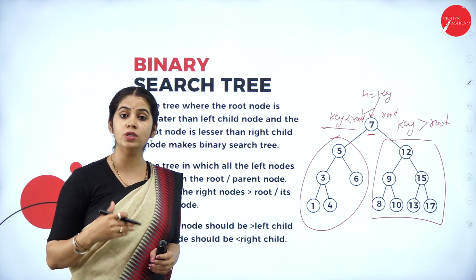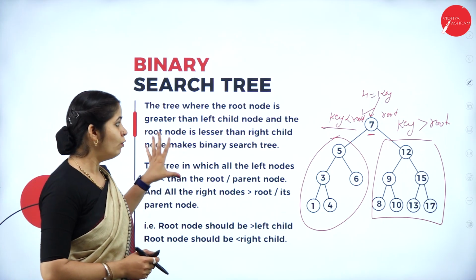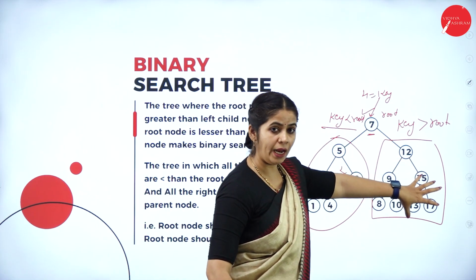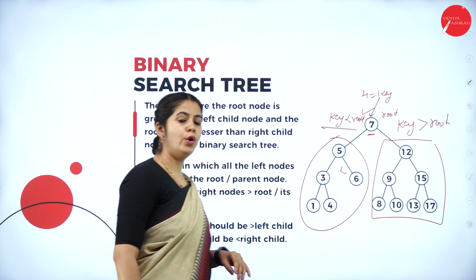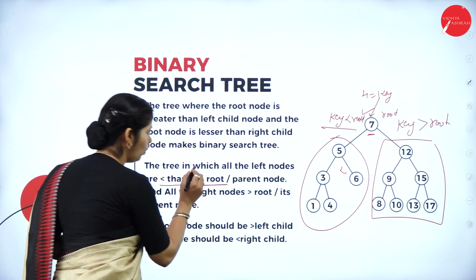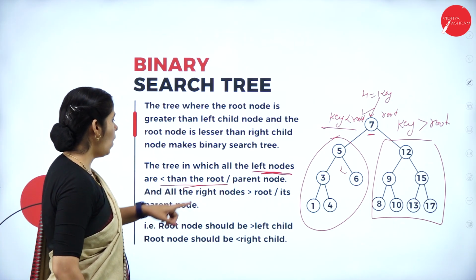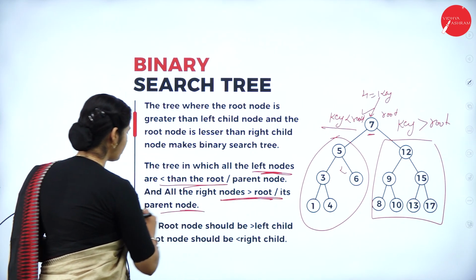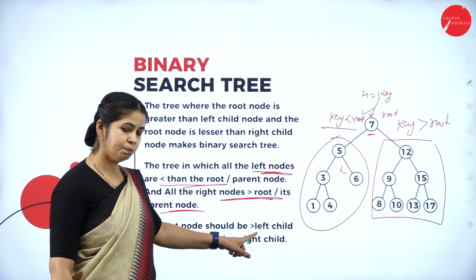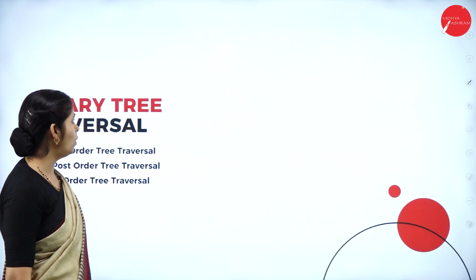So that's why we are going for the sorted manner. The condition for a right binary search tree is that all the left subtree elements should be less than the root and all the right subtree elements should be greater than the root element. The tree in which all the left nodes are lesser than the root or parent node, and all the right nodes are greater than the parent node, that is called a binary search tree. The root node should be greater than the left and less than the right elements. So that is what a binary search tree is.